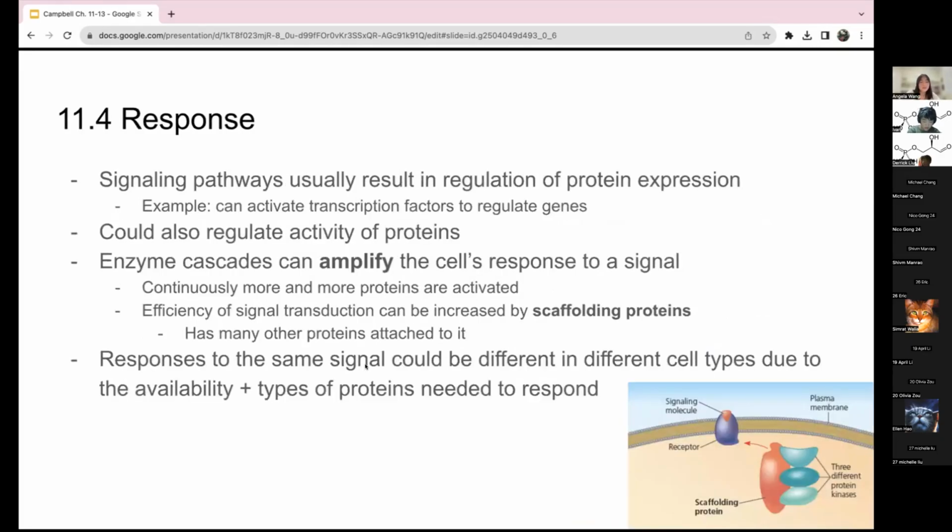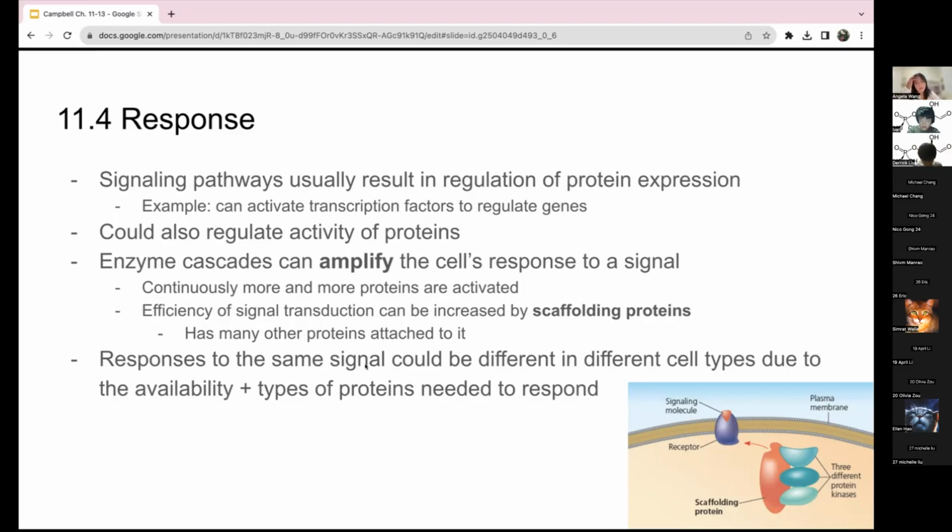So the responses from a signaling pathway usually result in changes or regulation of gene expression. For example, as discussed before, transduction can activate transcription factors or control their expression to promote a certain protein synthesis. Other types of signaling molecules, such as growth factors, can also help regulate the cell cycle and cell division. So the response can also be regulated in many ways.